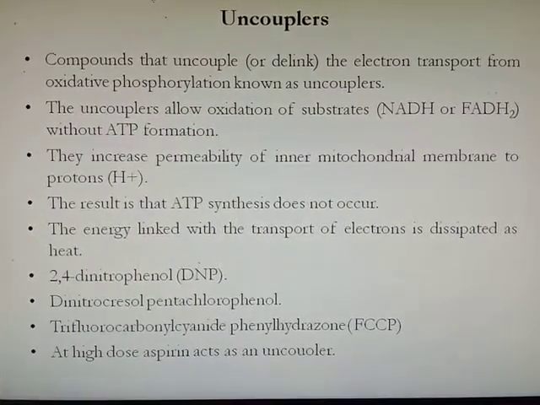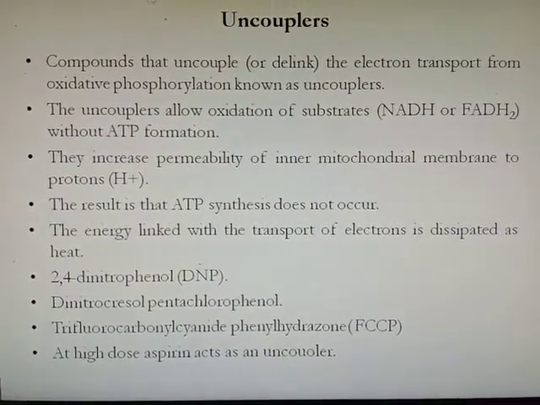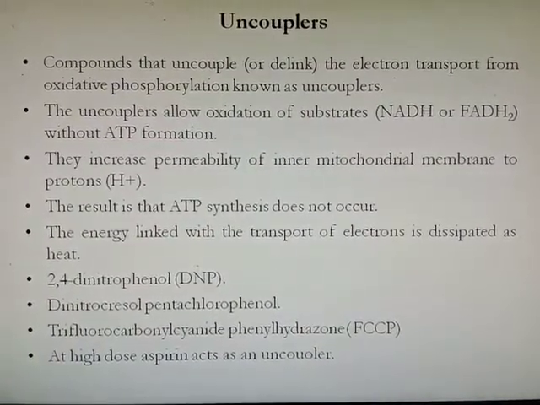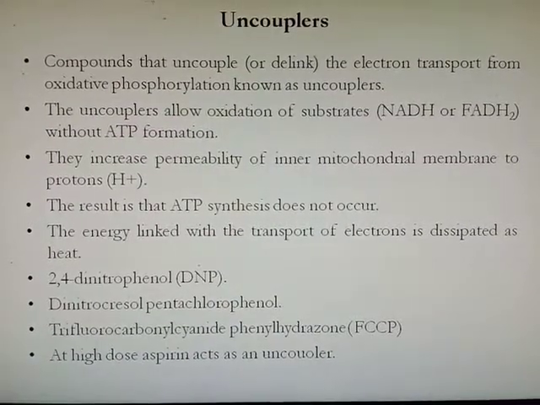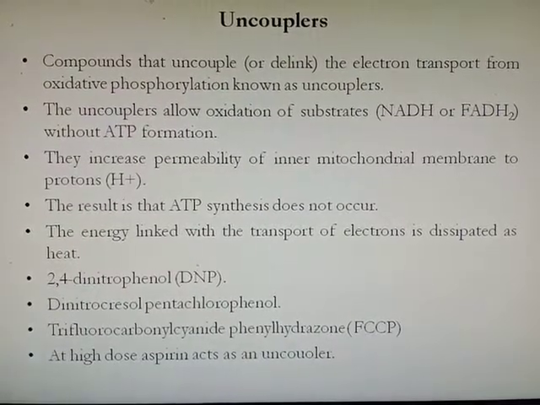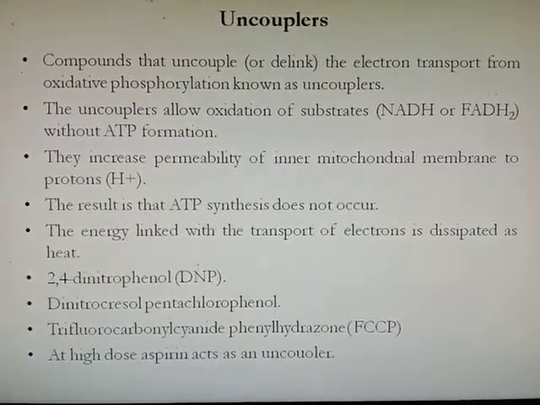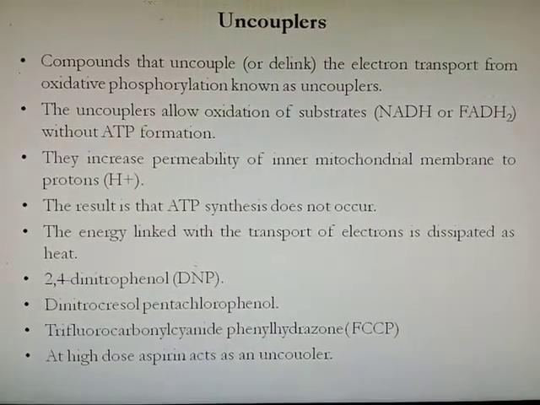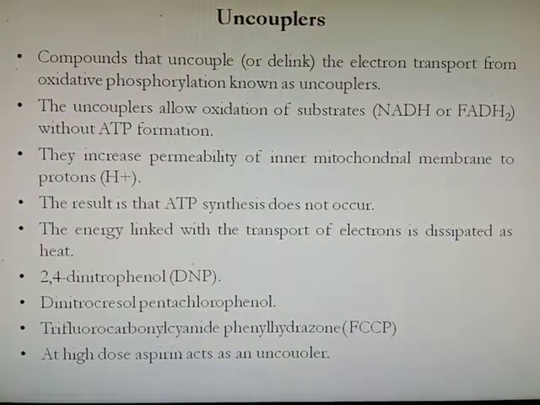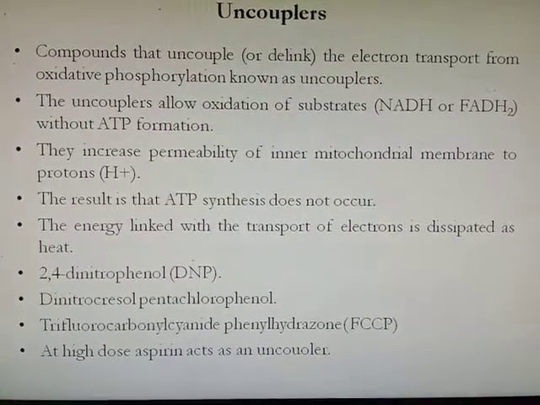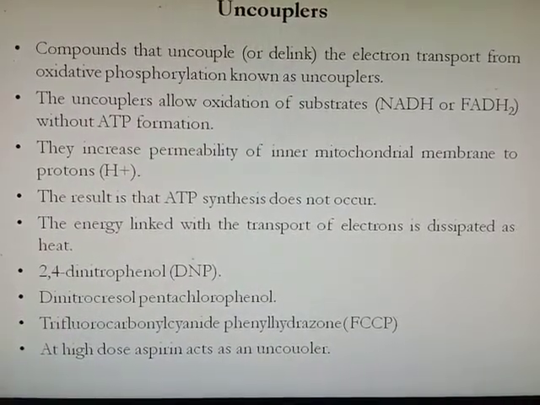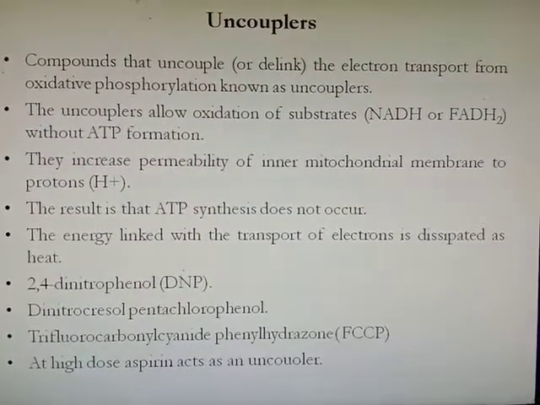The uncouplers allow the oxidation of substrates, for example NADH and FADH2, without ATP formation. They increase the permeability of the inner mitochondrial membrane to proton, the hydrogen ion. The result is that ATP synthesis does not occur. The energy linked with transport of electrons is dissipated as heat. The uncouplers are, for example, 2,4-dinitrophenol, then dinitrocresol, pentachlorophenol, then trifluorocarbonyl cyanide phenylhydrazone, and a high dose of aspirin acts as an uncoupler.